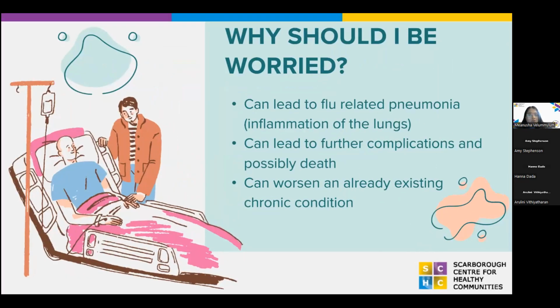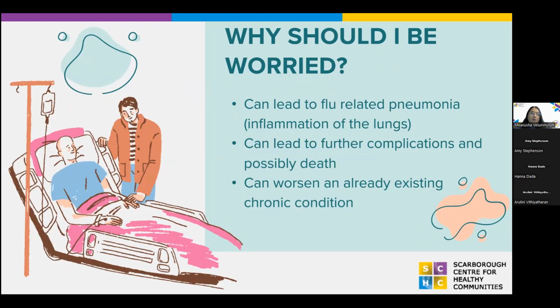So you might ask, well, why should I be worried? There are a lot of effects and risks associated with having COVID-19. It can lead to flu-related pneumonia, which is basically the inflammation of the lungs. It can lead to further complications and possibly deaths. One of the complications being acute respiratory disorder.